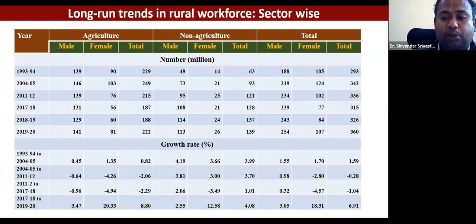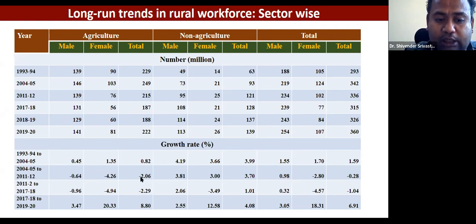So people say it is a good point, which shows that people are leaving agriculture, particularly from the point of view that we have an over-dependence on agriculture, and once the workers are leaving, which is good. Between 2011 and 17, they actually declined further. So the growth rate of decline in agriculture workers accelerated to 2.29%.